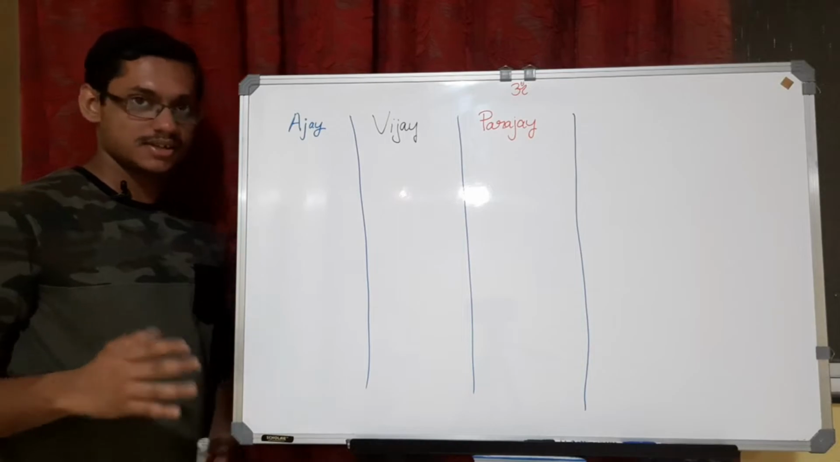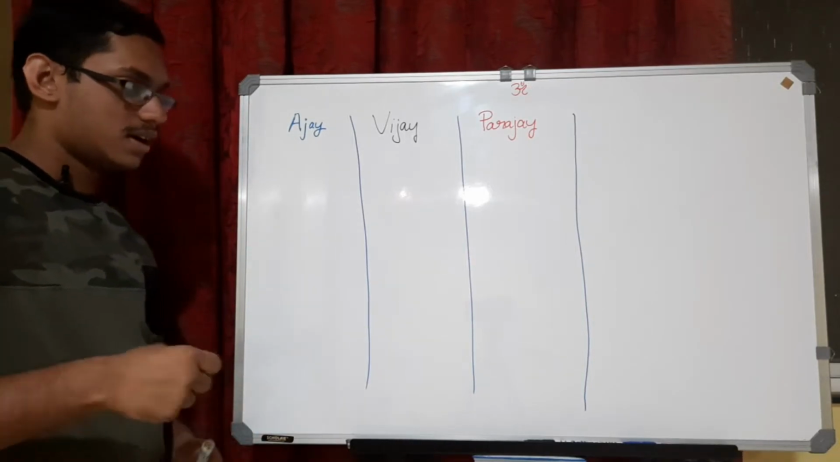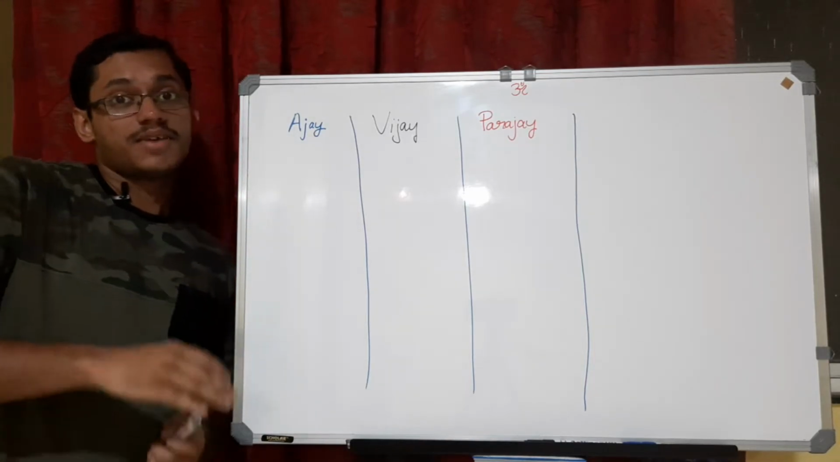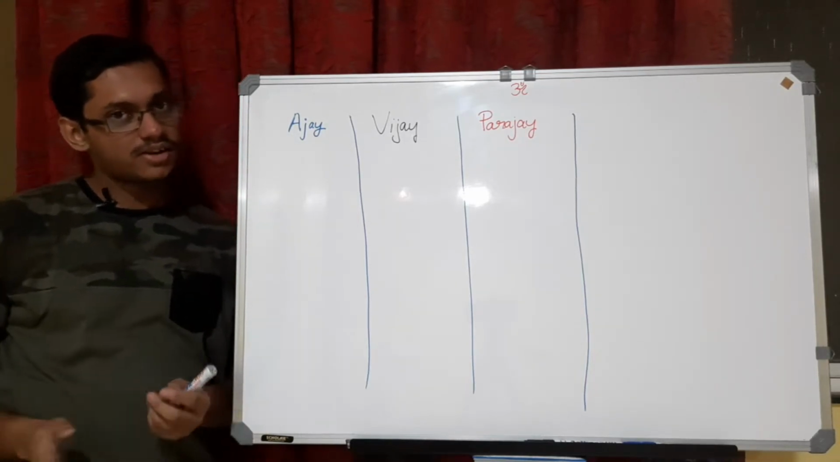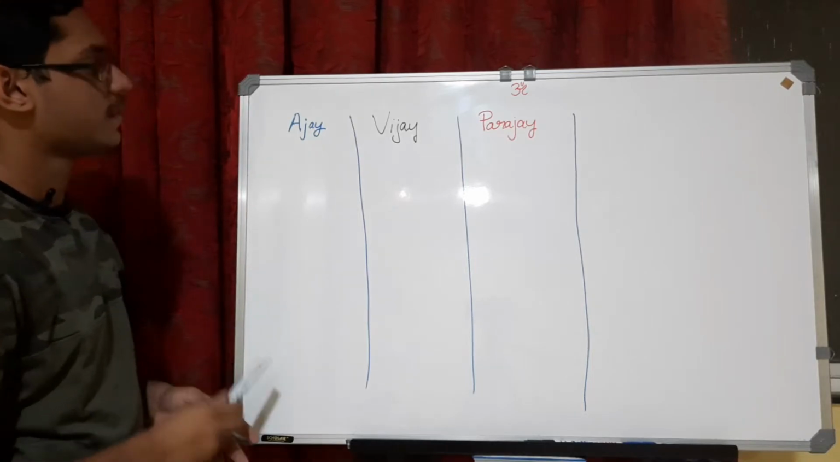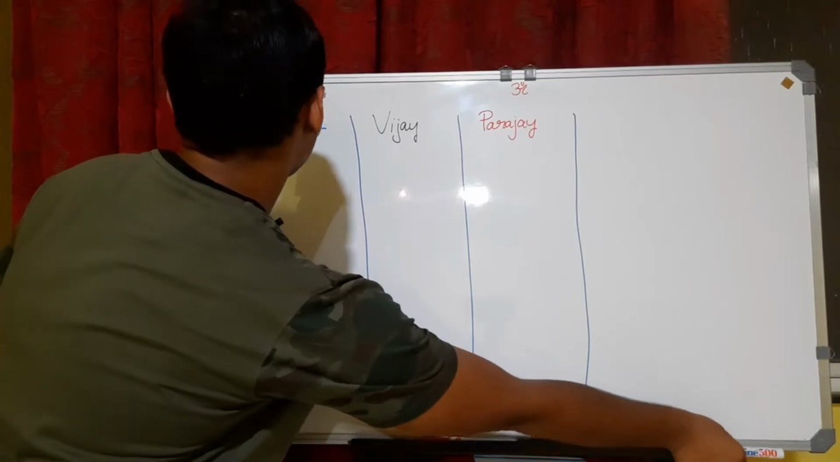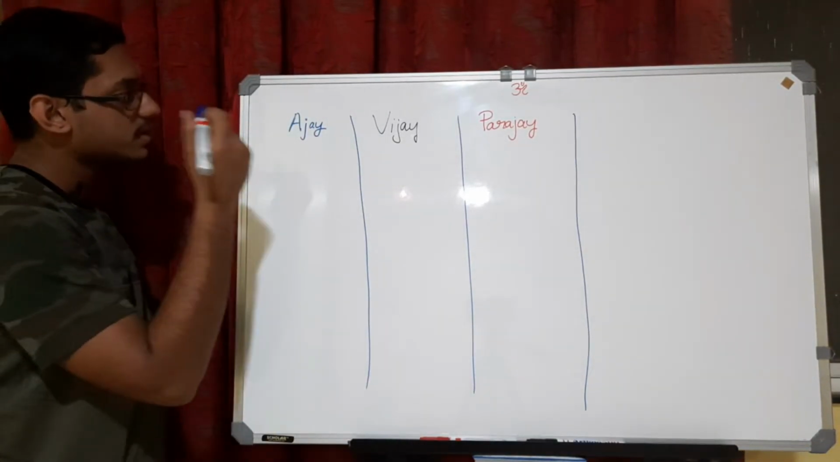Ajay, Vijay and Parajay are all traveling on their bikes. But the change in their velocity is very different. Let's see what is happening here. Okay, let me take the blue marker itself.